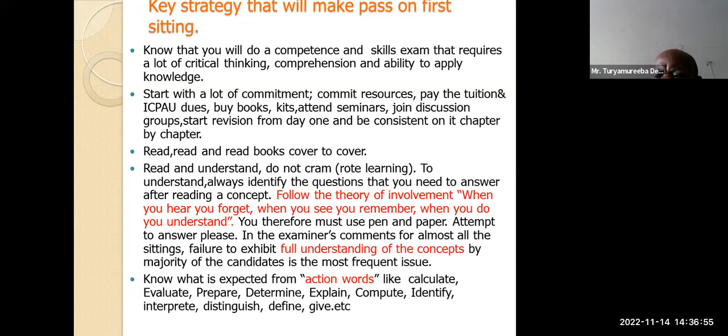I want to request the participants and those ones who are going to sit this paper, those ones who are revising, those ones who are practicing, know that you will do a competence and skills exam that requires a lot of critical thinking, comprehension, ability to apply knowledge. This exam is a skills exam. It is not for memory and recording.